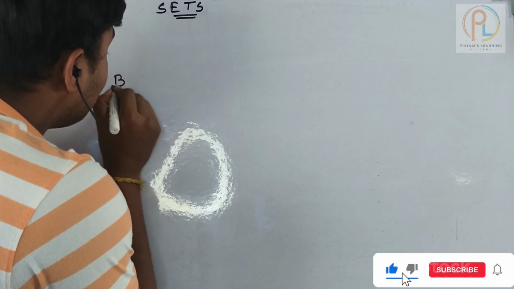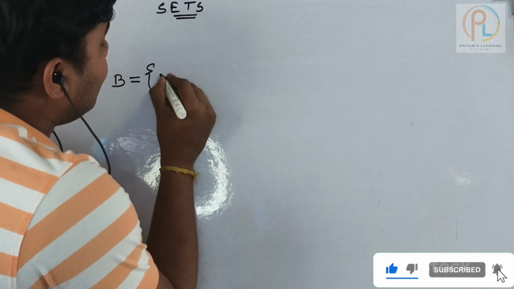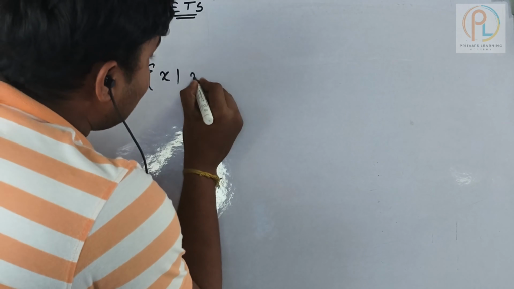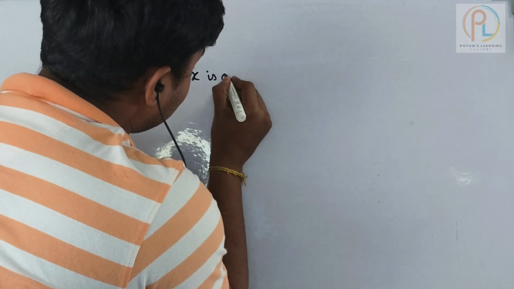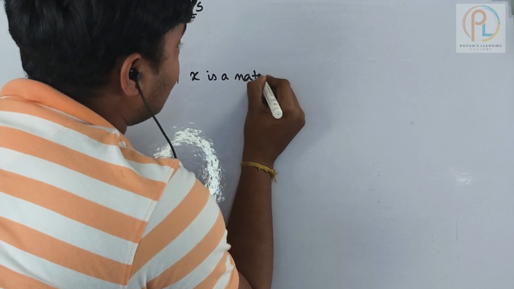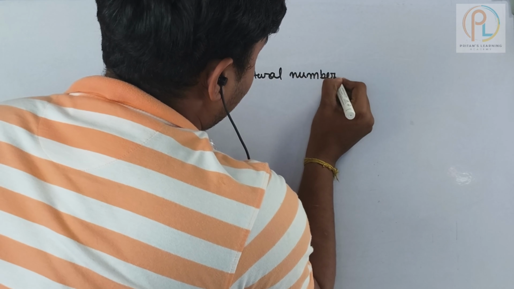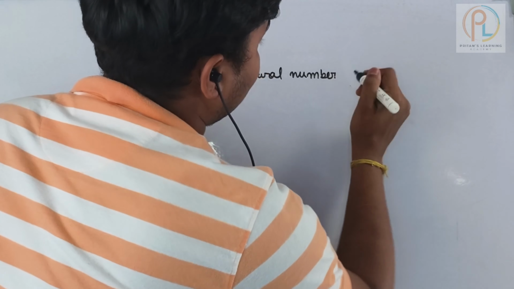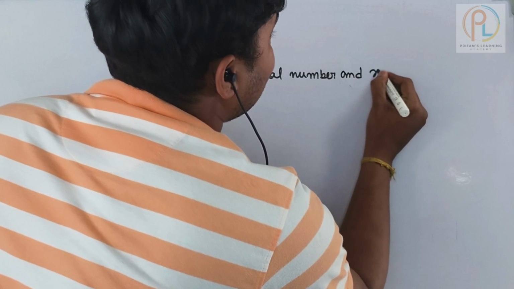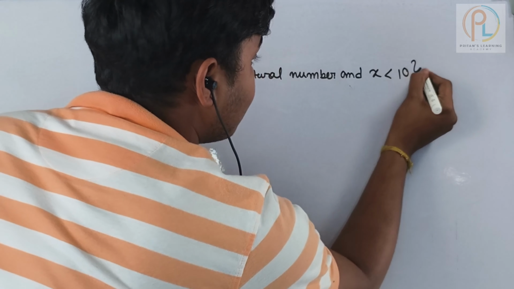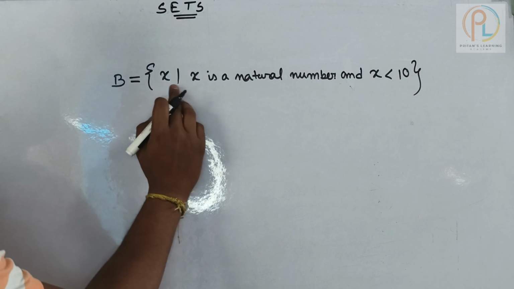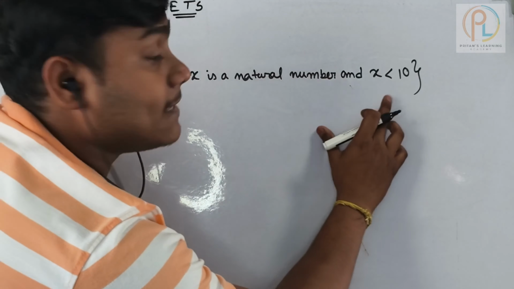For example, B is a set of natural numbers less than 10. So here we can write B = {x such that x is a natural number and x < 10}. Let B is equal to x such that x is a natural number less than 10.